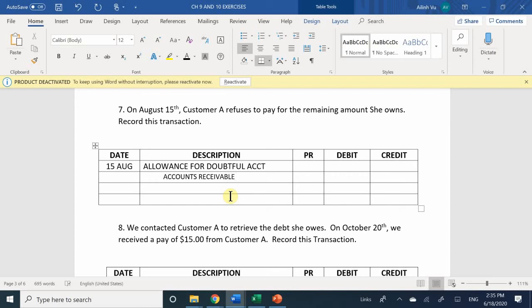$491.25. How did you get that? Oh, sure. Now you're asking me the math part. I got the 540 minus $50. She already paid. Yes, good. She already paid a portion of it. So yes, we got 491 and 25 cents.